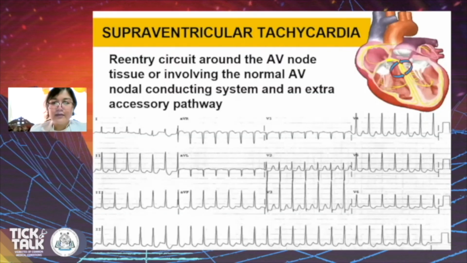So basically, when we talk about SVT, it's mainly caused by a re-entry circuit around the AV node tissue, or it may involve a normal AV node and an accessory pathway that's causing your heart to beat very, very fast.